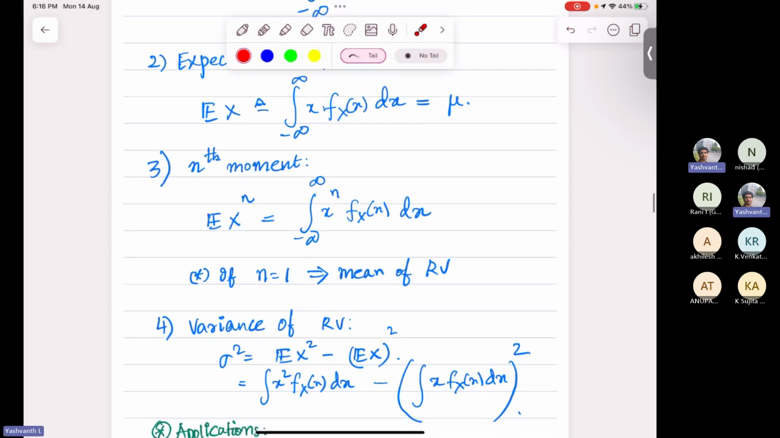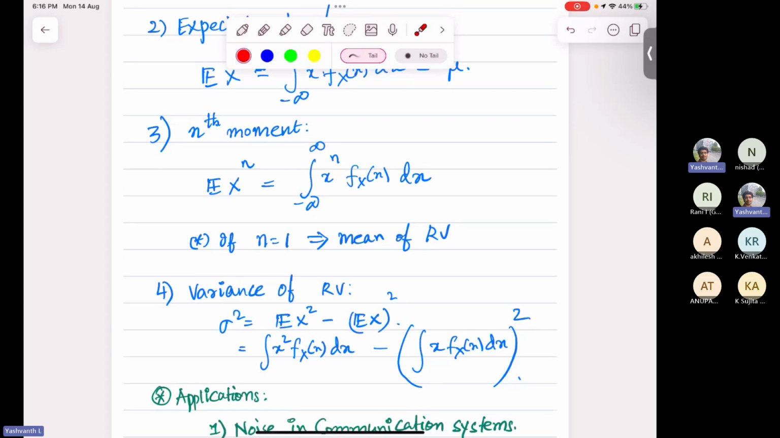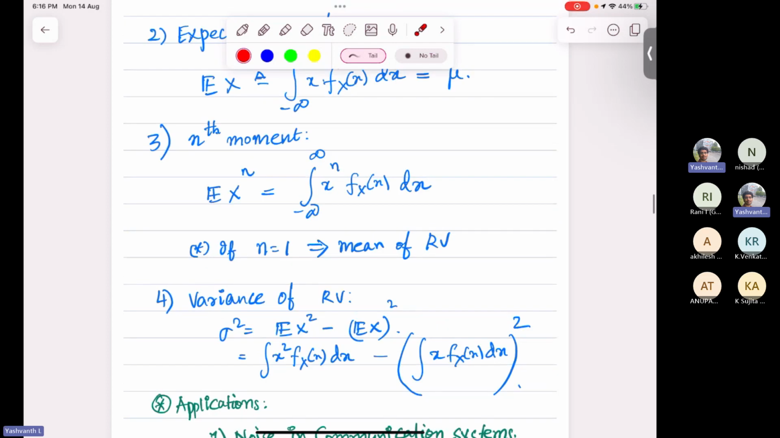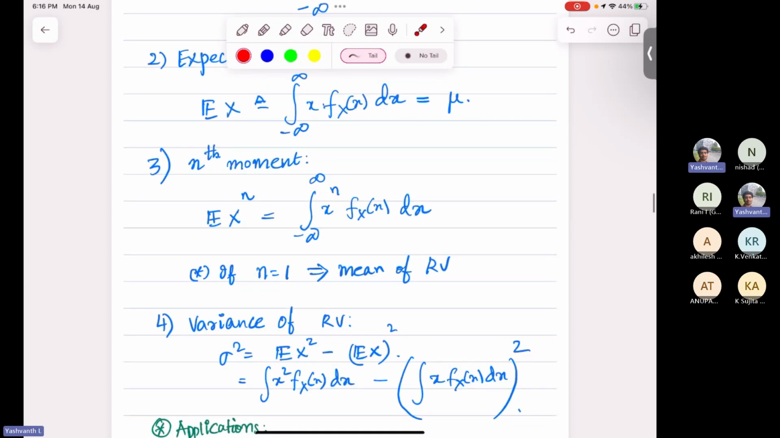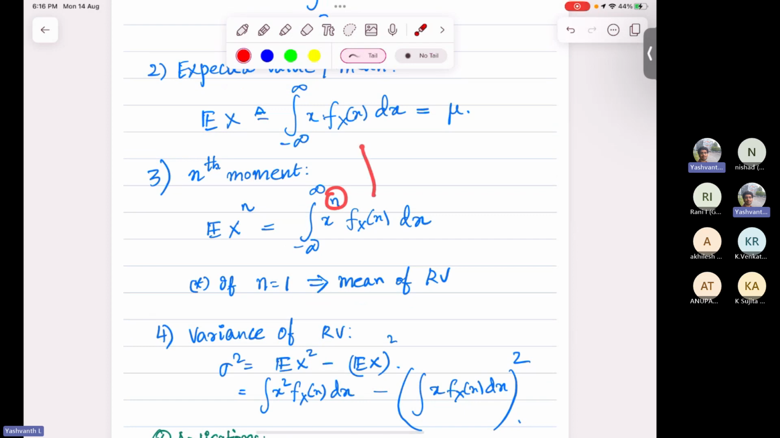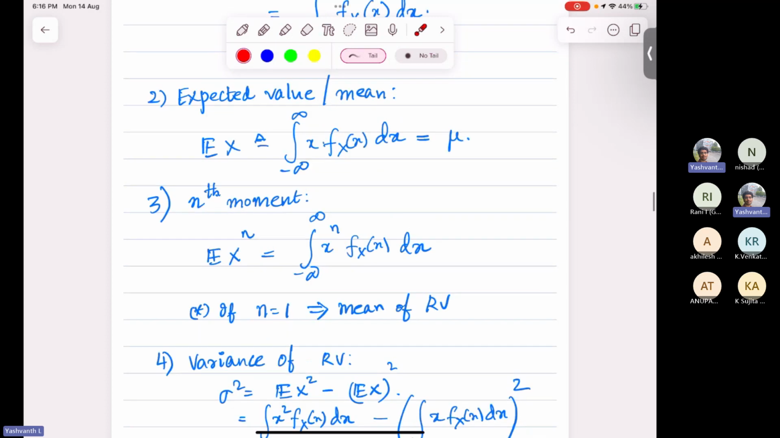The third characterization is the nth moment of a random variable. For example, if I'm interested in the energy content in a given random variable, I would be interested in the expected value of x square, because it's very similar to norm square. The nth moment is defined as the integral from minus infinity to plus infinity of x power n times fx of x dx. If you put n equal to 1, it boils down to the first moment of any random variable being its mean, that is, the expected value itself.